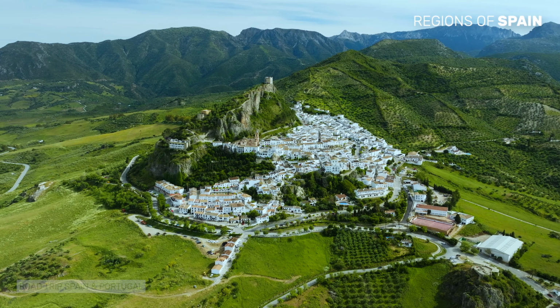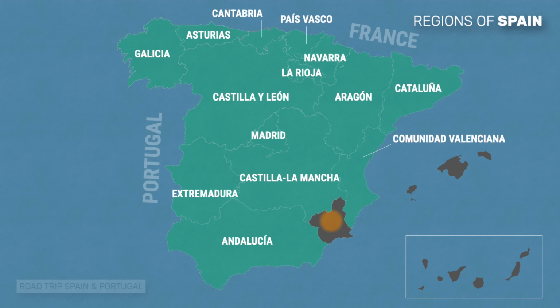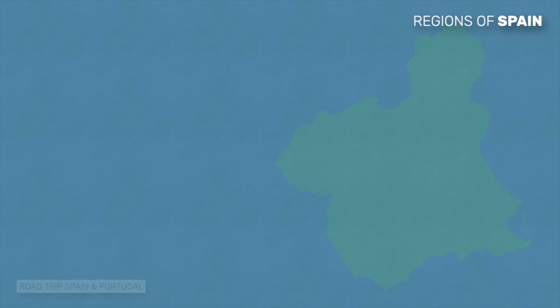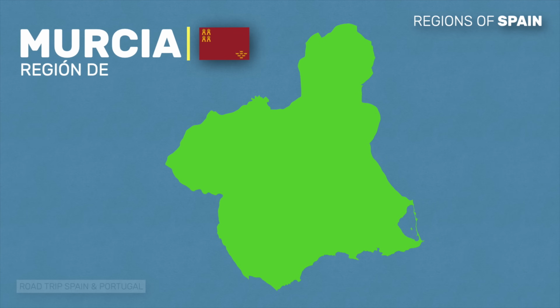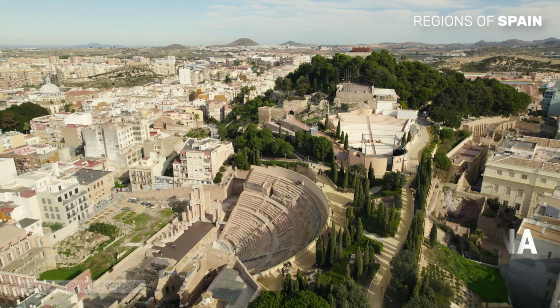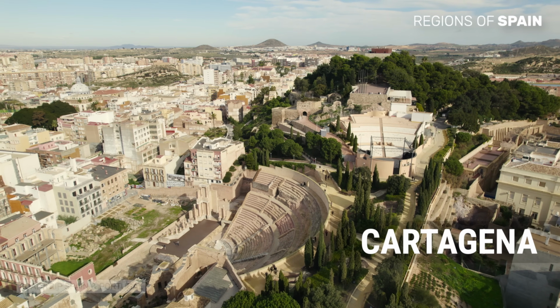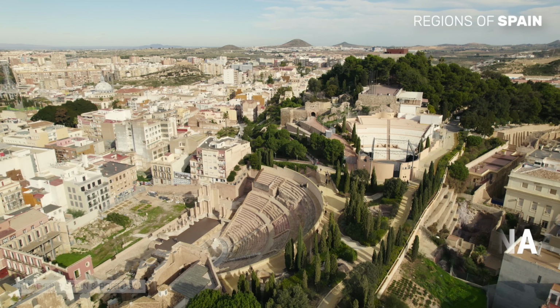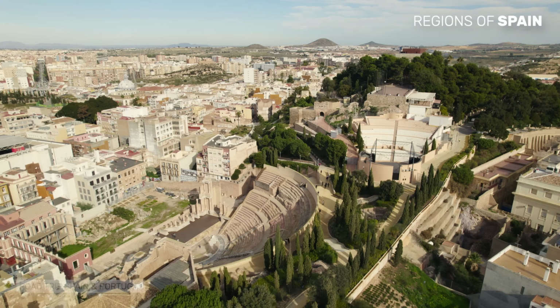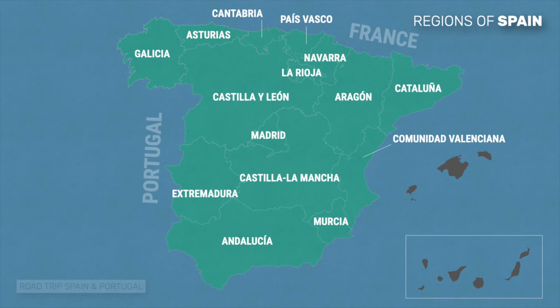The final autonomous community in the Iberian Peninsula in our list is Murcia. The region of Murcia, Región de Murcia, is another single province autonomous community whose capital is Murcia. The beautiful city of Cartagena, with its splendid Roman theatre, stands out in the region. And let's move on to the islands.